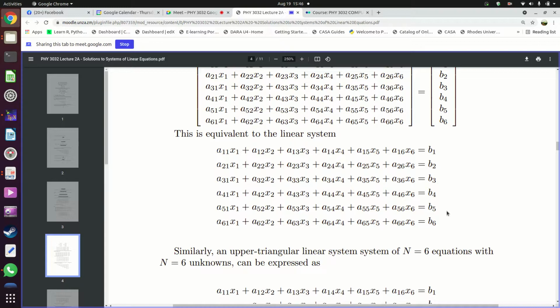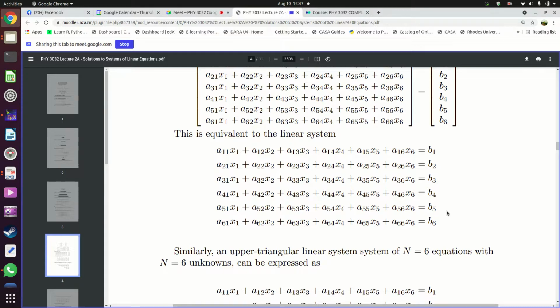Any questions? So we need this idea: when you have a system of linear equations, it can be written as a matrix of coefficients times a column matrix of unknowns equals a column matrix of the constants, the B's. Are we clear?